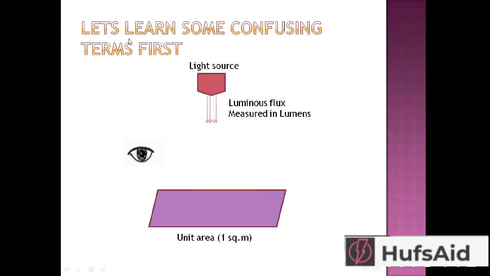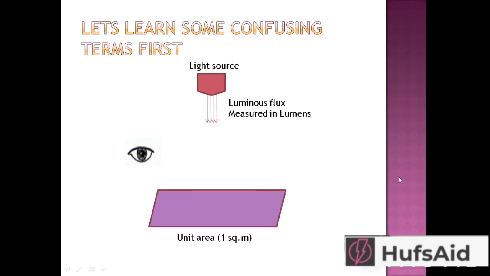Now let's learn some confusing terms first, and then we will understand what lux is and what lighting power density is. But as the name suggests, lighting power density is watt per square feet. This is to be maintained for energy efficiency, right? So I need to have, for example, 0.5 watts per square feet. So in order to understand lux and the lighting level better, let's first learn some confusing terms.